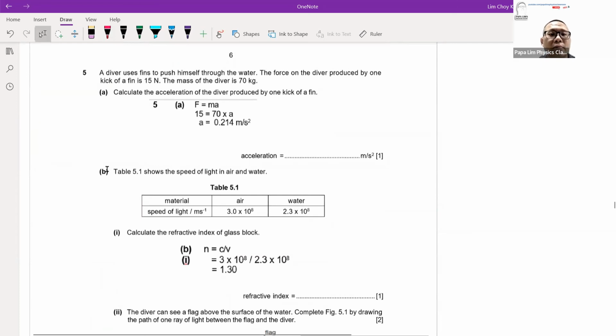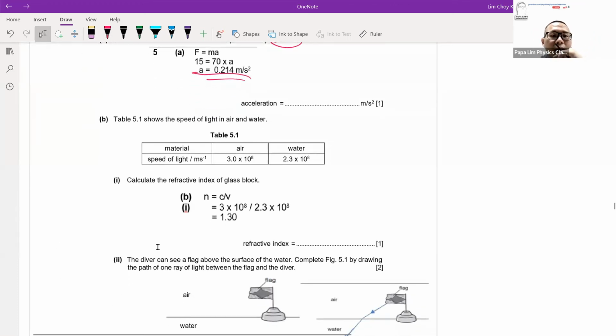Now the diver, force produced is 15 Newton. The mass is 70 kg. It's a straightforward question, just acceleration produced by 1 kick. The question here is 1 kick, so take note of it. You have the 15 Newton, you have the mass, you plug in the formula, you get the acceleration, 0.214 meter per second squared.